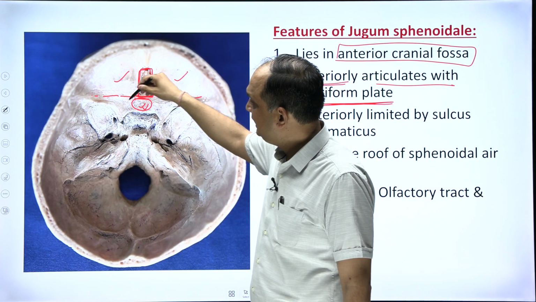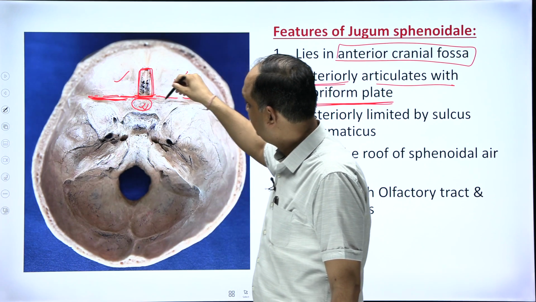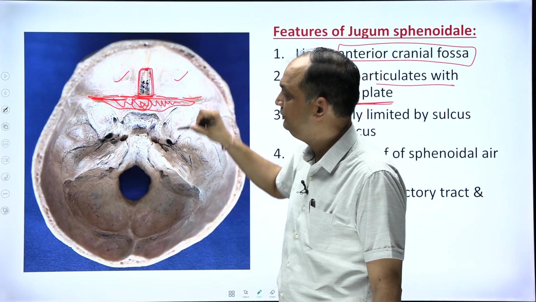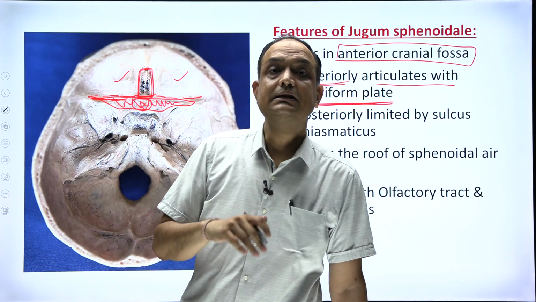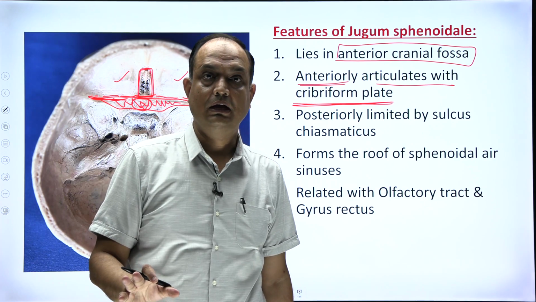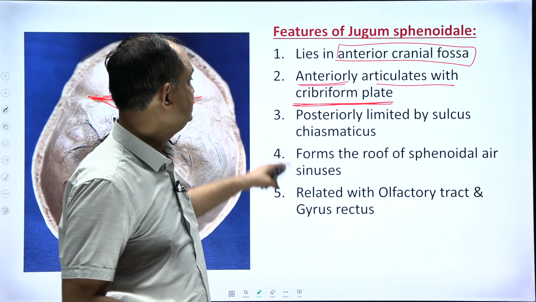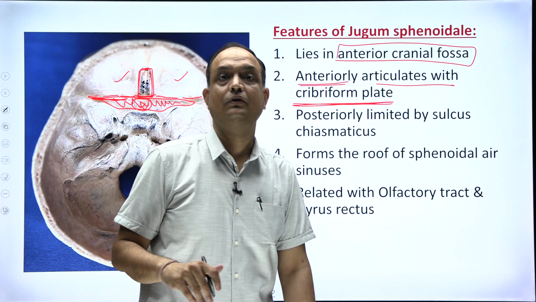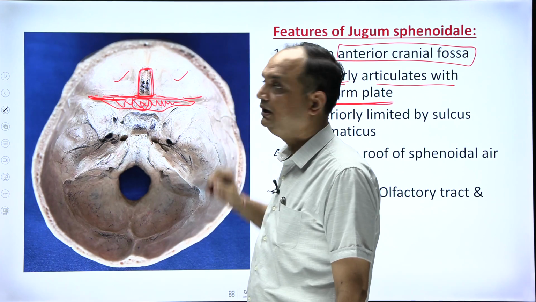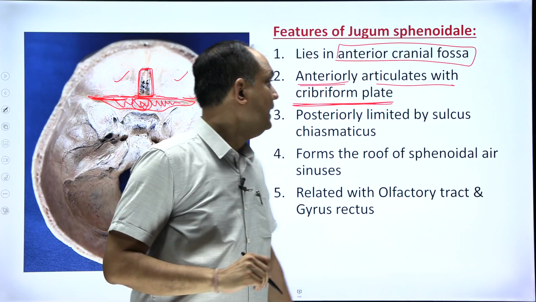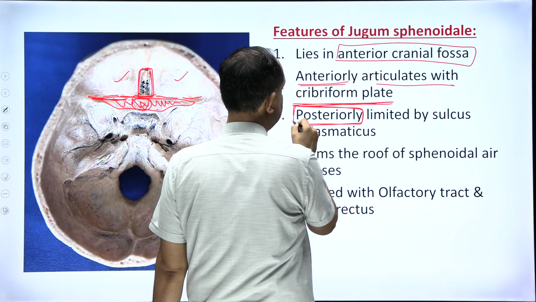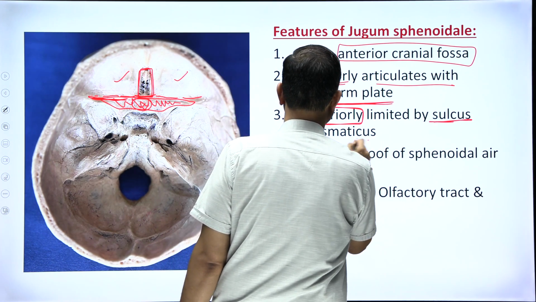So this is the area which is your part, and this area is known as Jugum Sphenoidale, which is a flattened area, and this Jugum Sphenoidale is present in the anterior cranial fossa. This is the one thing. The second thing is that this is making a joint with the cribriform plate plus the posterior margins of the orbital plate of frontal bone. Apart from that, posteriorly, this Jugum Sphenoidale is limited by a sulcus known as sulcus chiasmaticus.